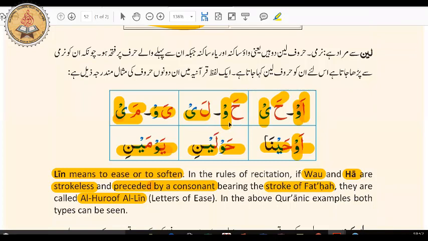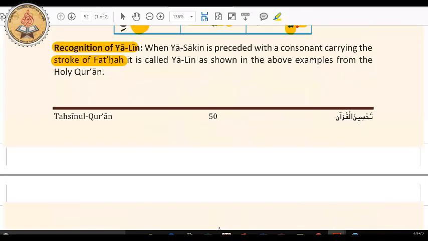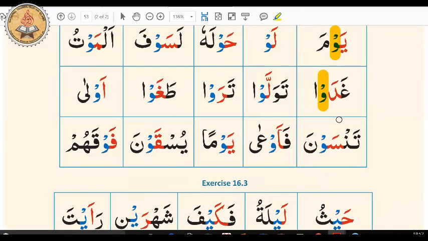Say this one for me. How. Very good. So, and this one? Ow. Very good, mashallah. You are very good. So, do you want to try this one once more for me? Gado. Very good. Well done.